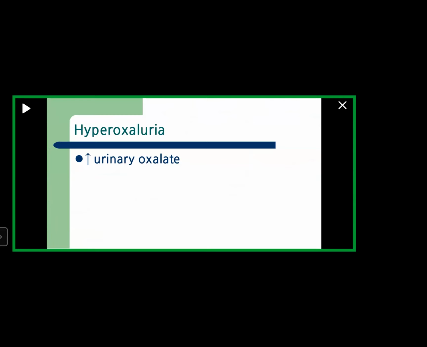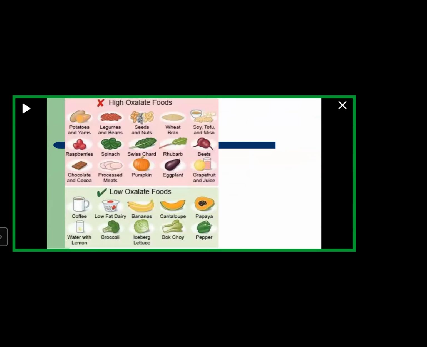So what's hyperoxaluria? Basically and simply, it's an increase in urinary oxalate. When the concentration of oxalate in the urine increases, that's hyperoxaluria. And there are certain foods which are rich in oxalate, as shown in our slide. These foods can increase the amount of oxalate in the human body, and therefore it will normally be excreted in urine.